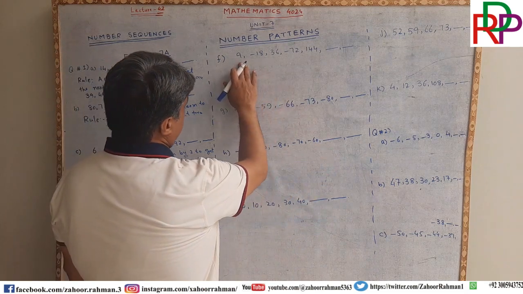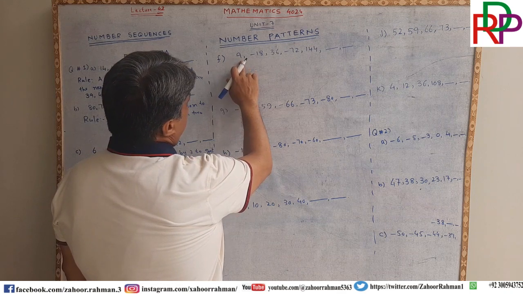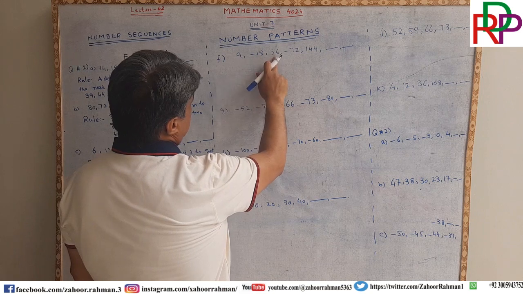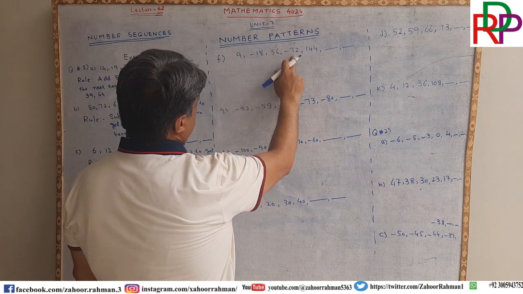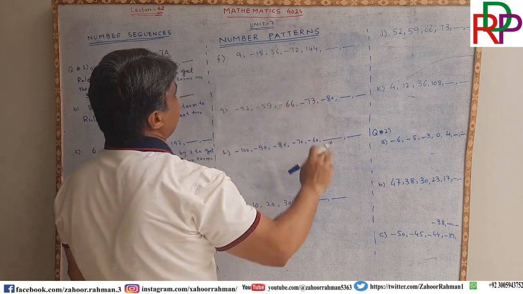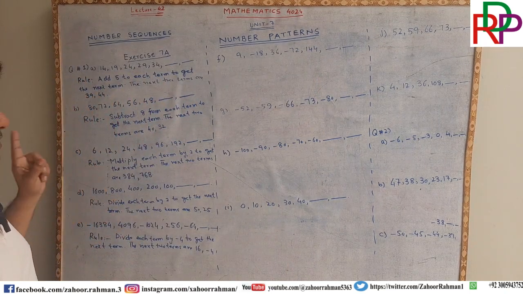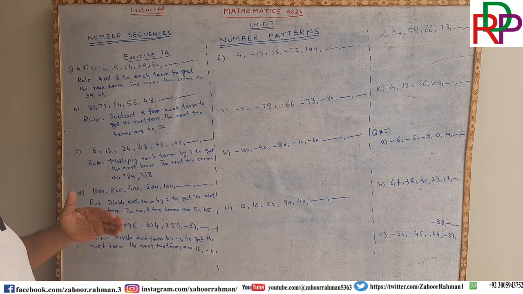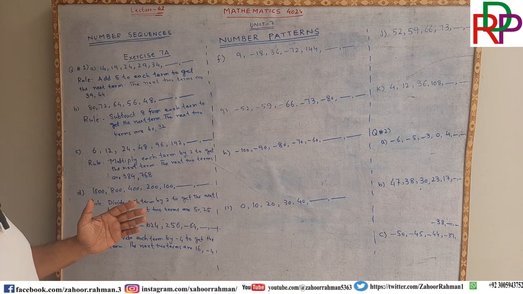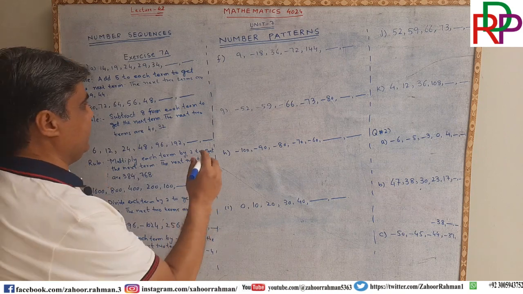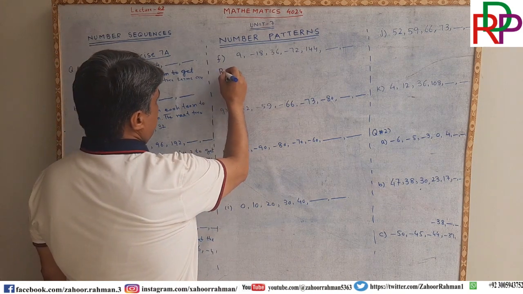Similarly, let us look at this. 9 twos are 18, 18 twos are 36, 36 twos are 72, 72 twos are. It means that we are multiplying by 2, but what? Minus 2 or plus 2? If the subsequent terms are negative and positive alternatively, then you have to multiply it by negative 2.